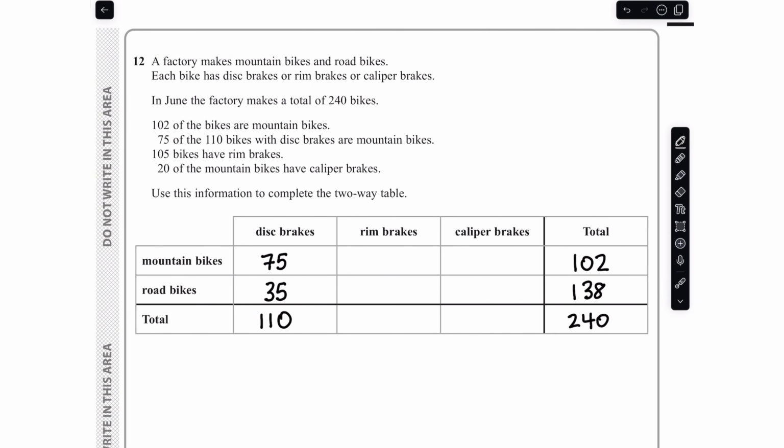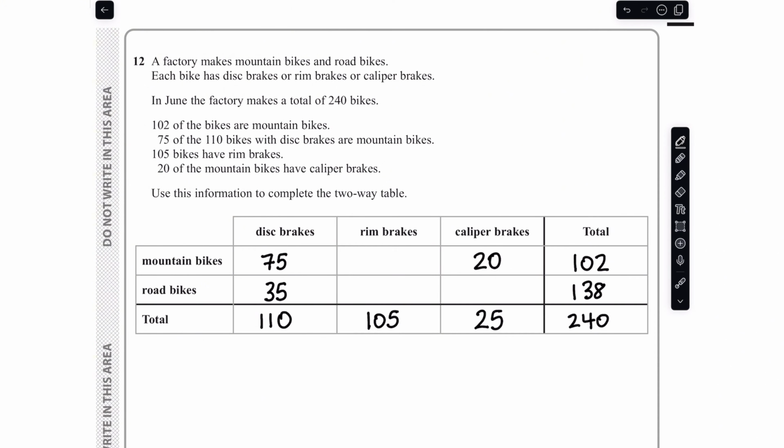We also know that 105 bikes have rim brakes, so that means that this value here is 105. Therefore, to obtain the number of bikes with caliper brakes, I'm going to add these two values and subtract that from 240. And when you put that in your calculator, that gives you 25. And the final bit of information we have been given is that 20 of the mountain bikes have caliper brakes. So that means that we're going to put the value of 20 here.